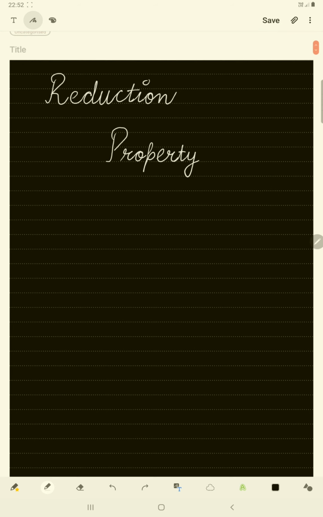So this is a very important property and we are going to remember this property to solve complex questions. This can be used to solve complex questions in few steps. So I'm just going to write the property.